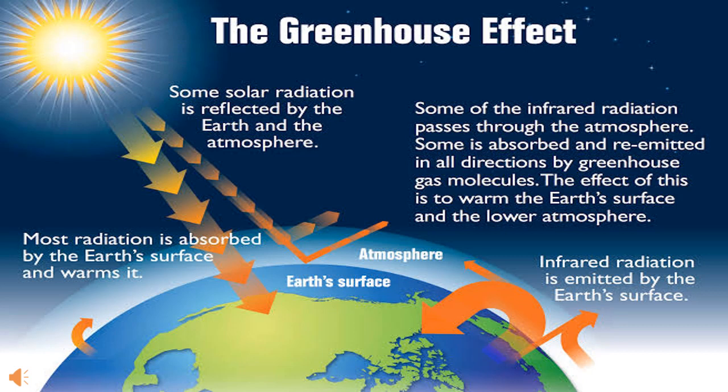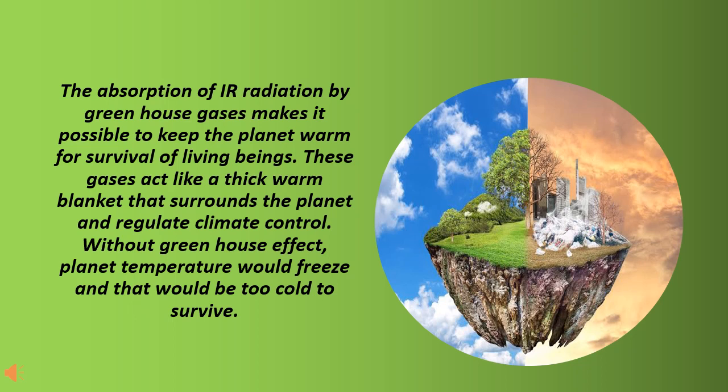The Earth's surface warms up during the day and cools down at night, releasing the heat in the form of infrared radiation, IR, out of the atmosphere into space. But before all these infrared radiations can escape out of the atmosphere into space, they are absorbed by greenhouse gases present in the atmosphere. The absorption of infrared radiation by greenhouse gases makes it possible to keep the planet warm for the survival of living beings.